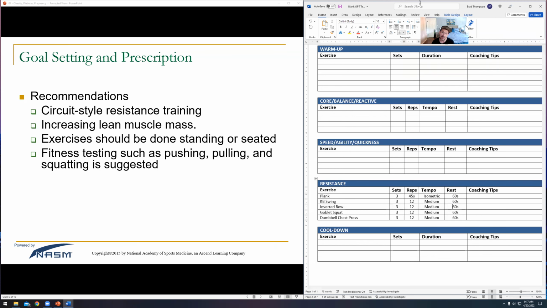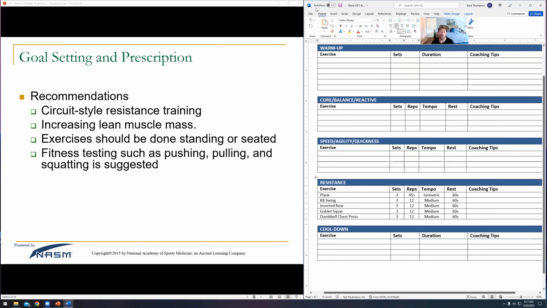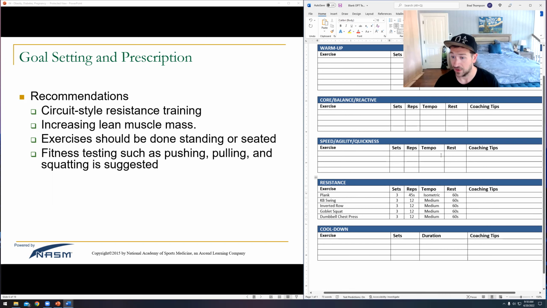But if I've got a client who's obese, my priority is to ensure that they are burning as many calories as possible. So what can I do to absolutely torch the calorie burn in this workout? That's very, very simple. I can do it as a circuit. I'm just going to go right here and delete the rest.